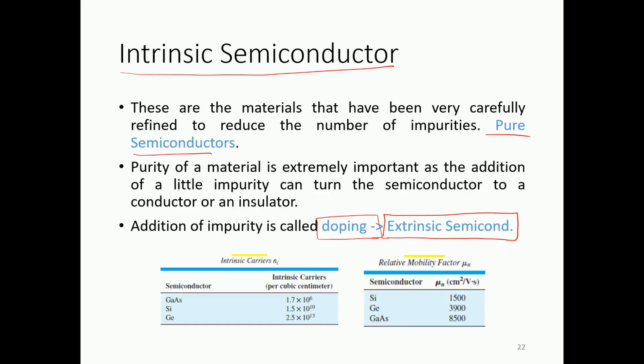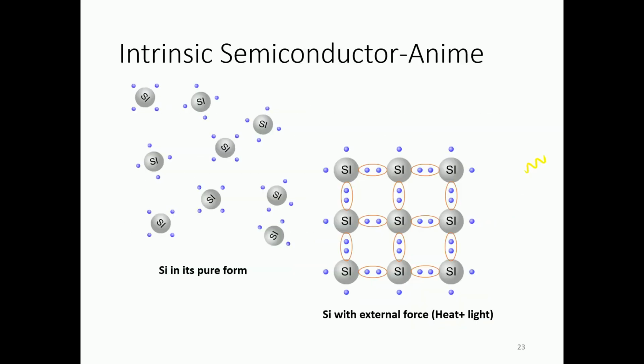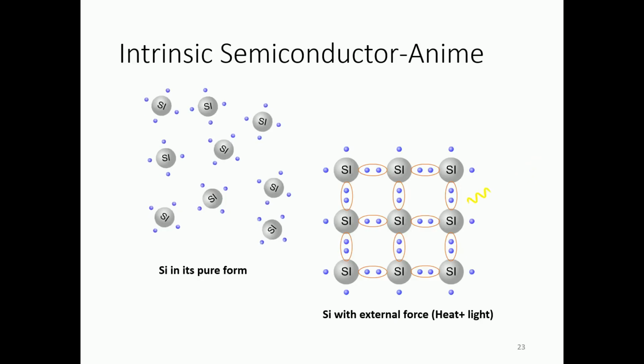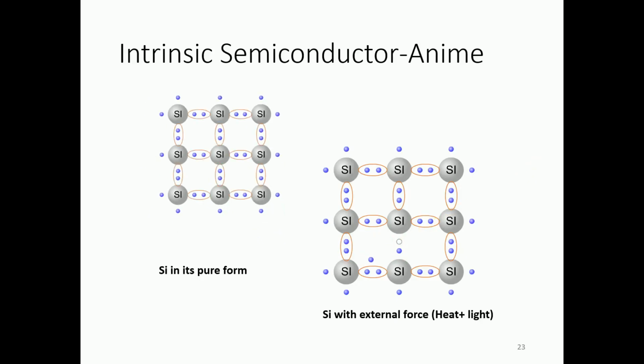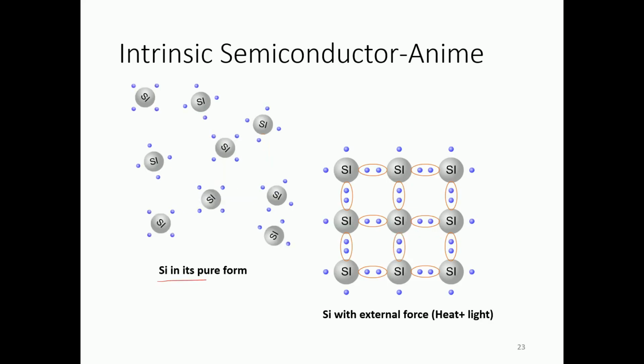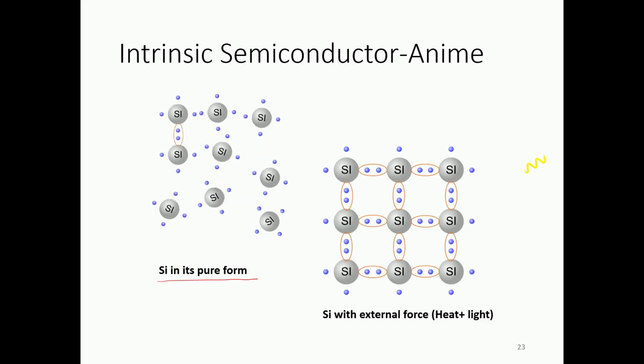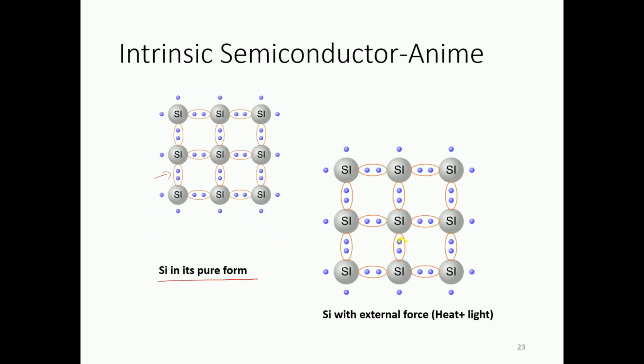Obviously, inside the semiconductor, the properties of silicon and mobility of charges are given over here. Again, this is just for our information, we are not going to utilize this. Now what happens in an intrinsic semiconductor? This is an animation that shows how the crystal lattice structure is formed. In its purest form, when all the atoms are brought together, you can see the covalent bonding being created.